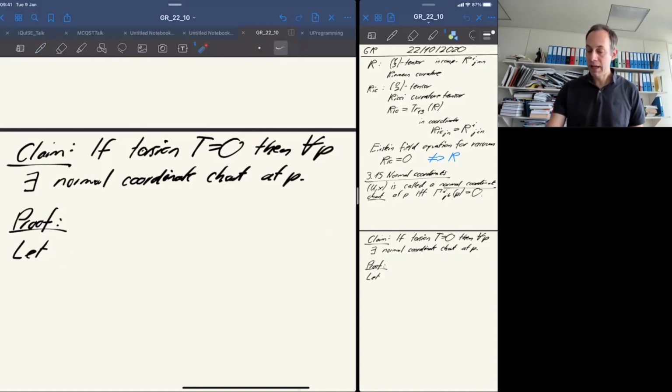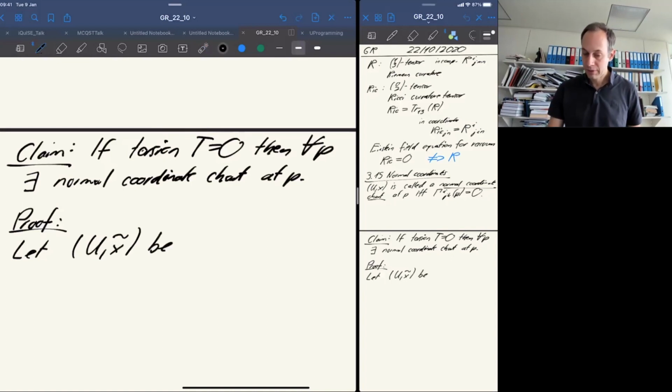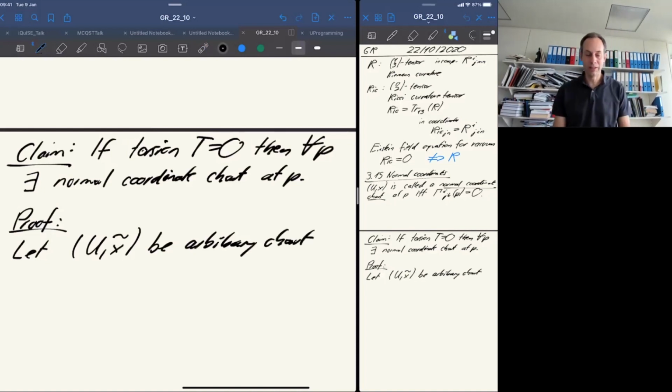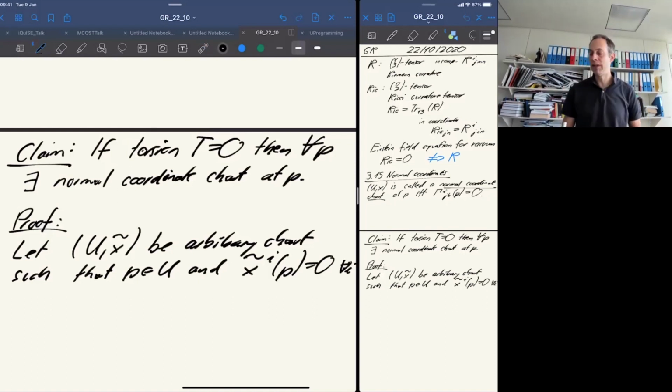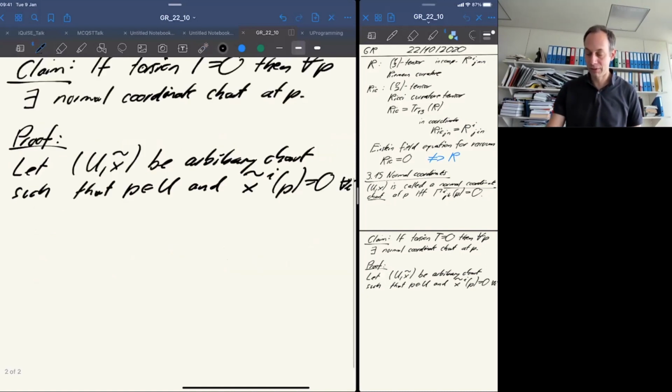Okay, for the proof, I assume just that I have an arbitrary chart in the same region. So let this be an arbitrary chart. Of course, I still assume that the region U should include the point I'm interested in, such that P is an element of U. And I can always assume, without loss of generality, that I shift the labeling of the coordinates in such a way that the point I'm interested in has coordinate value 0 in all coordinates. And that's, of course, always possible. That's just a translation of the values.